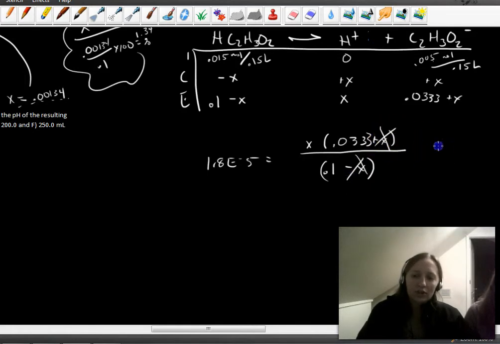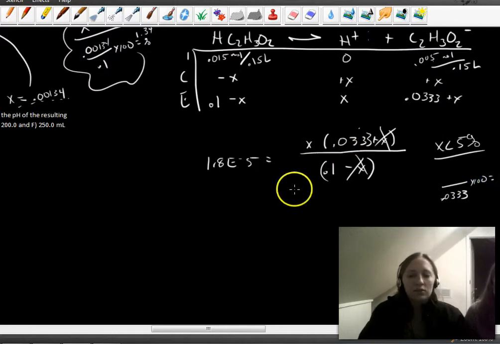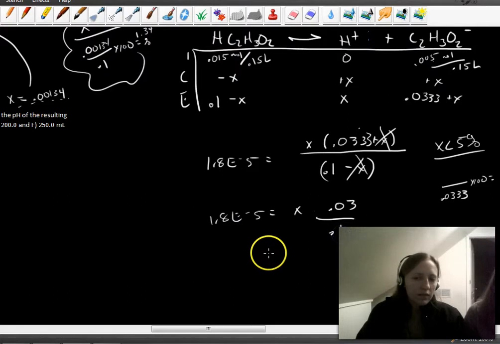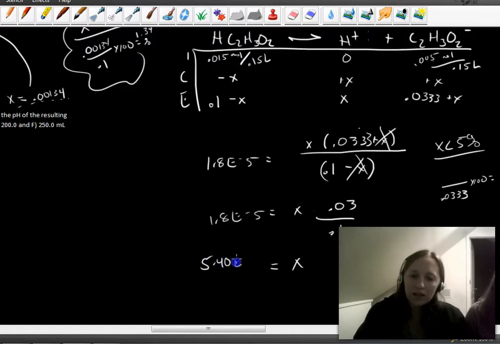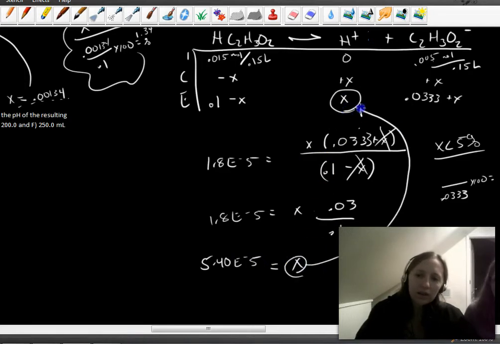And we need to check to make sure that x is less than 5% when we finish. And 5% of the small one, by the way, so 0.0333 times 100. We'll go back and look at that in a bit. And so that is 1.8 e negative 5 equals x times 0.03 over 0.1. And you end up solving for this. You multiply by this, you divide by this, and you get x equals 5.40 e to the negative 5th, and x is still, luckily, our H plus concentration.